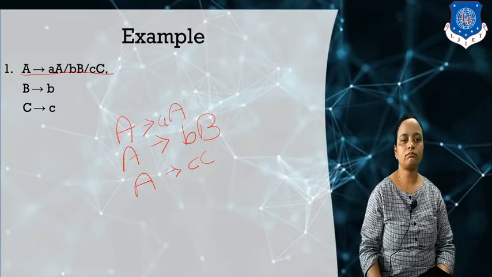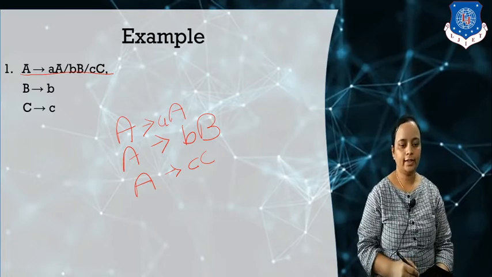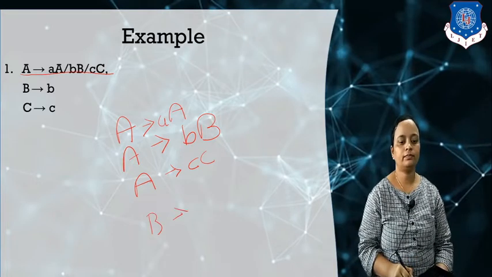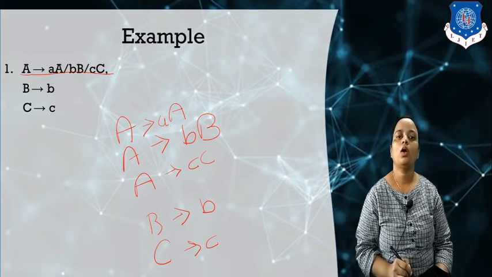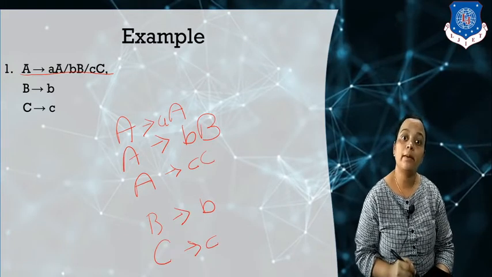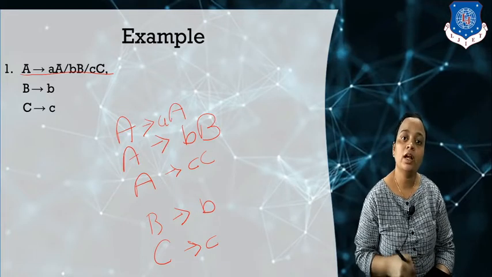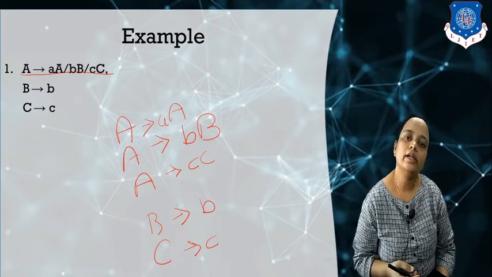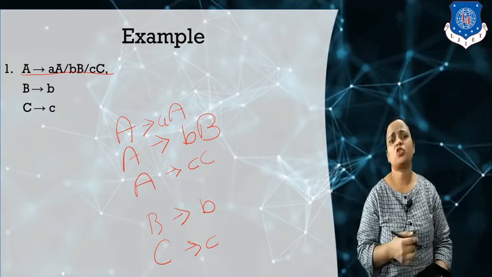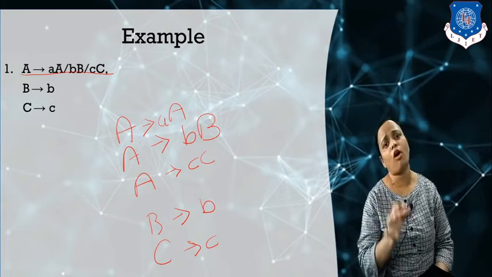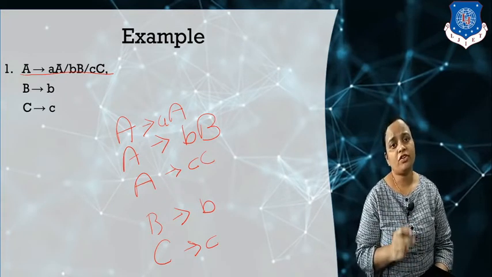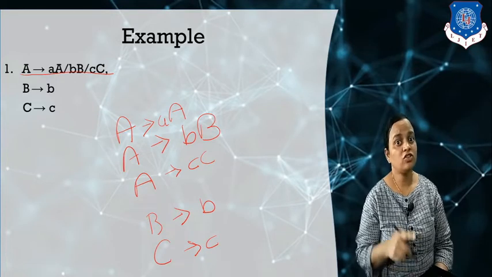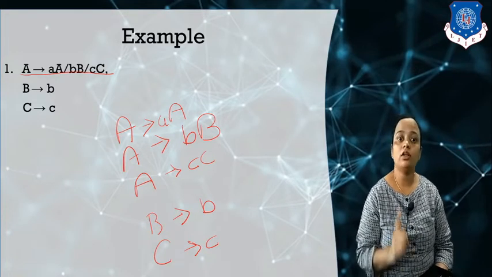Okay, and next is B tends to small b and capital C tends to small c. So this is called the grammar. This is a context free grammar. How can we identify that this is a context free grammar? In the production rule form, the left hand side should be a single non-terminal.